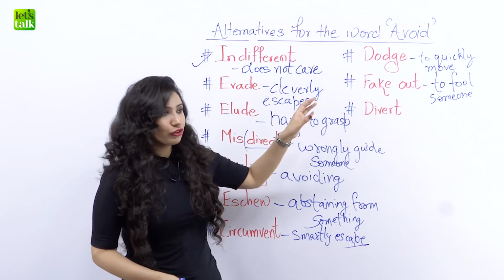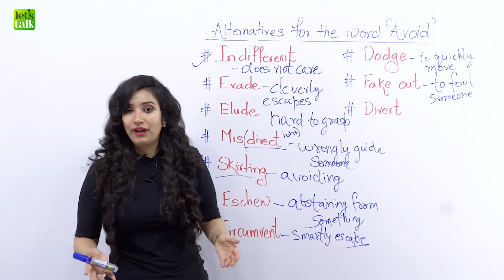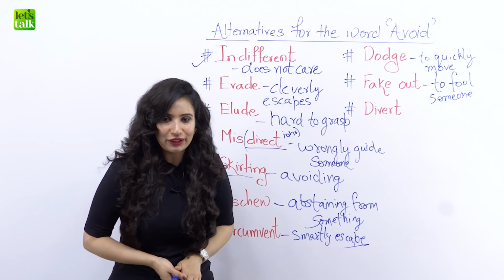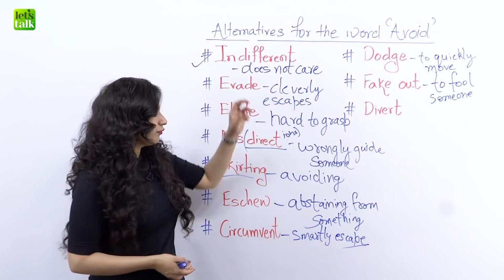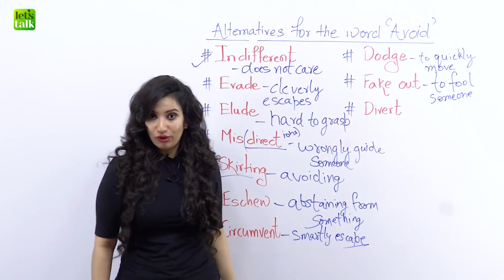Now, fake out could be used when you're talking to someone. You could say, I'm not going to get faked out by your fancy ideas. I'm not joining you for this party. So, fake out means to fool someone and to avoid them, all right?